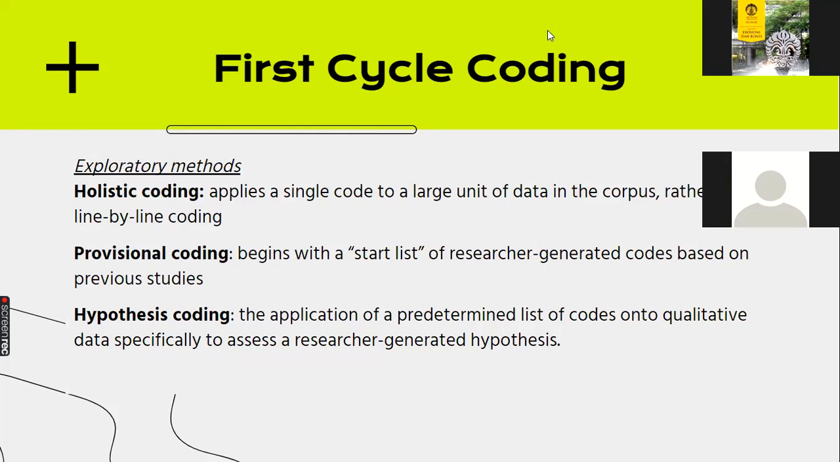And then provisional coding is when a study begins with a start list of researcher-generated codes based on previous studies. Hypothesis coding is the application of a predetermined list of codes onto qualitative data specifically to assess a researcher-generated hypothesis. Now, what that means is, assume in a study they have a hypothesis, and the answer to the hypothesis, there are two main answers, let's say yes and no. So they would have a predetermined code for a yes answer and a predetermined code for a no answer. That is basically the gist of it.